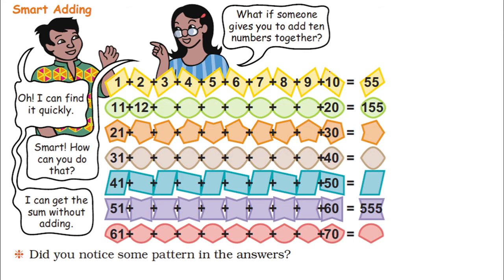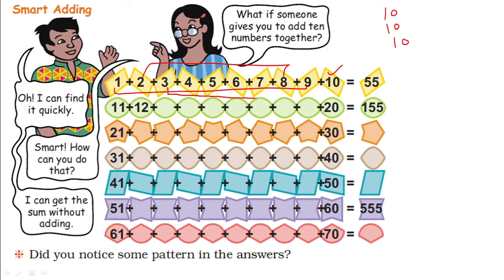Another way of adding: this is 10. Now 1 plus 9 is 10, 2 plus 8 is 10, 3 plus 7 is 10, 4 plus 6 is 10. Now only 5 is left. How many tens? 1, 2, 3, 4, 5 tens, that is 50. 5 tens means 50, plus 5, so the answer is 55.